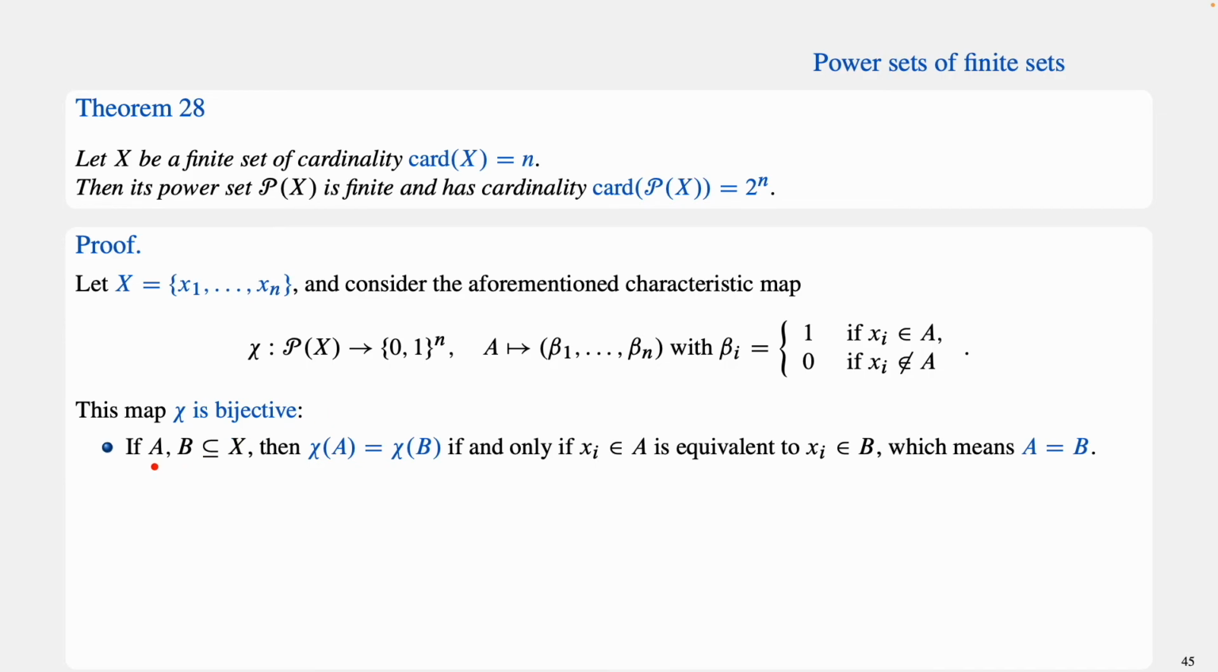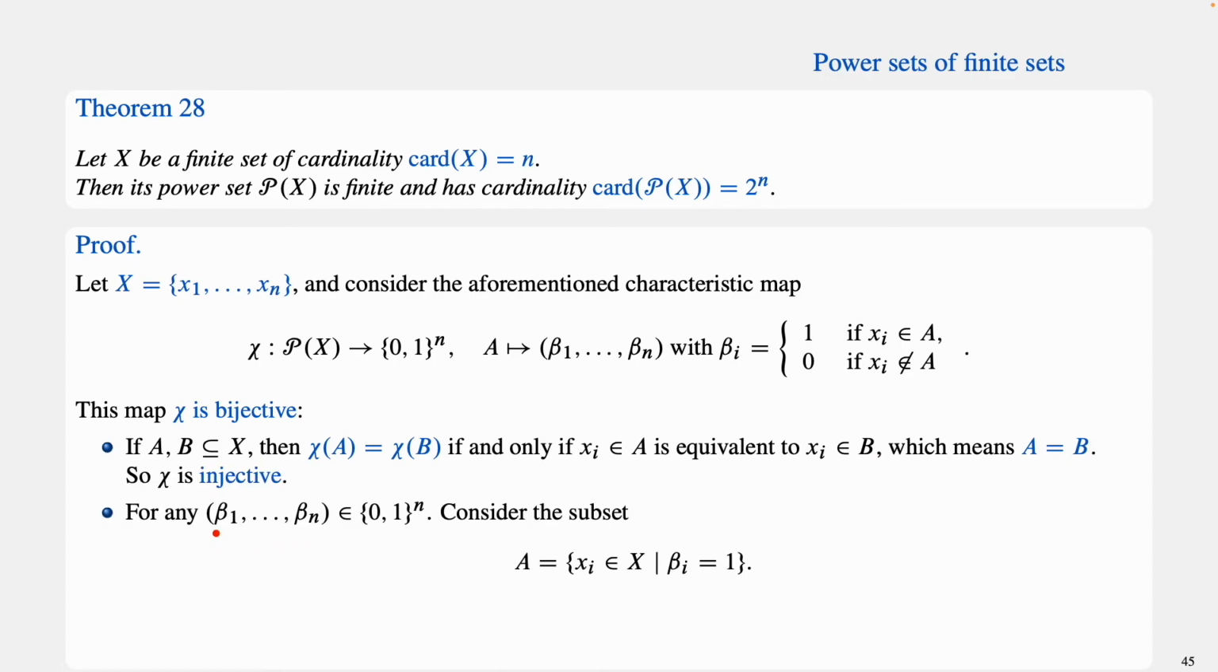Firstly, if A and B are subsets of X, then their images under the characteristic map are equal, chi A equal to chi B, if and only if xi in A is equivalent to xi being in B. Okay, they only get the same bit string if all the elements in A are in B and vice versa. But this is by definition nothing else but saying that A is equal to B. So if the values under the map chi are identical, then the sets are identical. So that means it's injective.